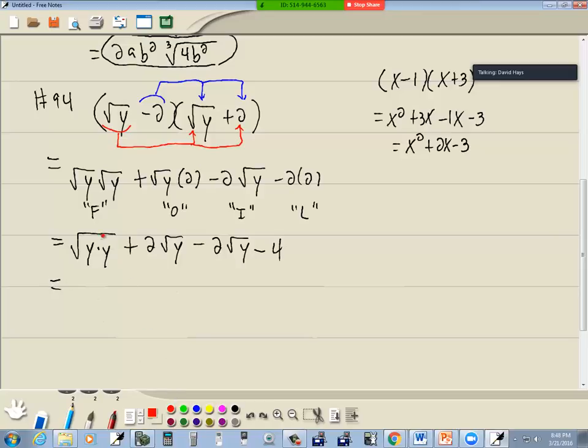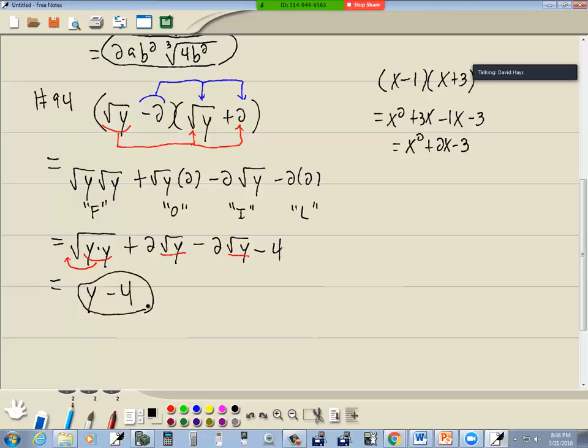Now remember, with square roots, we're looking for a pair of somethings. Here's a pair of y's, so they're going to come out in front as a single y. Now these are both square root of y's, so I can add or subtract the numbers in front. 2 minus 2 is 0, so those basically cancel each other away. So the minus 4 carries down, and this would be our answer.